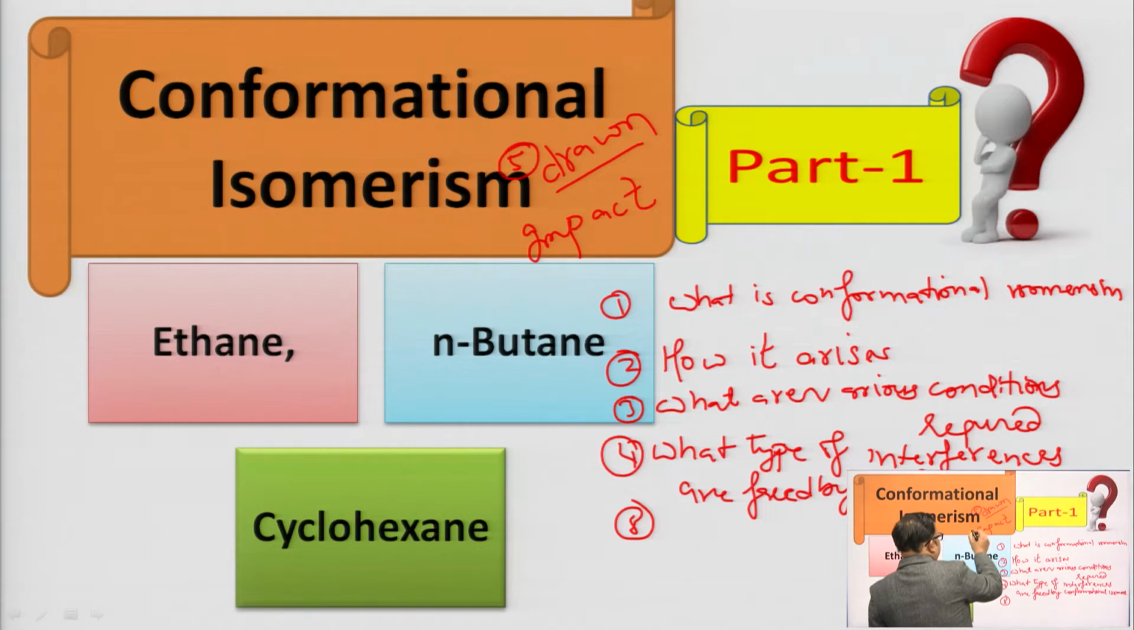Let me tell you again what we are going to discuss in this lecture. We are going to discuss what is conformational isomerism, how it arises, what are the various conditions required, what type of interferences are faced by different conformational isomers, how these conformational isomers are drawn, and what is the overall impact of this conformational isomerism.